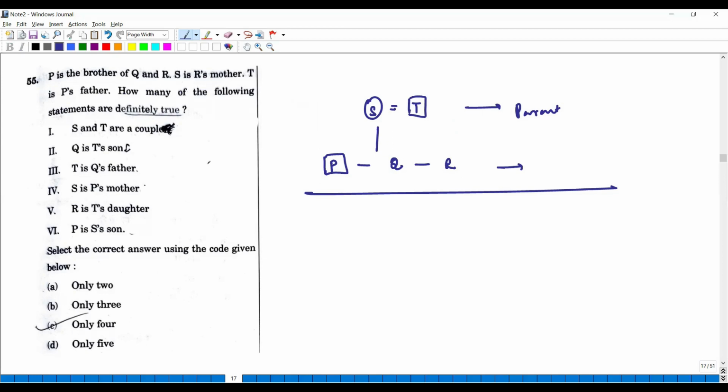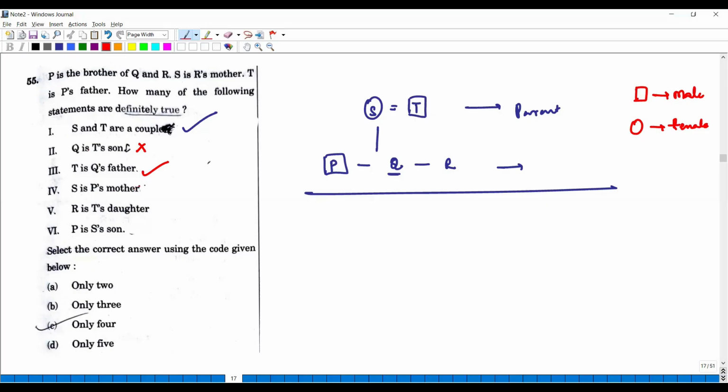S and T are a couple. You can say S and T are a couple, that is true. Q is T's son. We don't know the gender of Q, so you can't say whether it is a son or daughter. So we're not sure about it. T is Q's father. We know about T. Here, this one represents male. Circle represents a female.